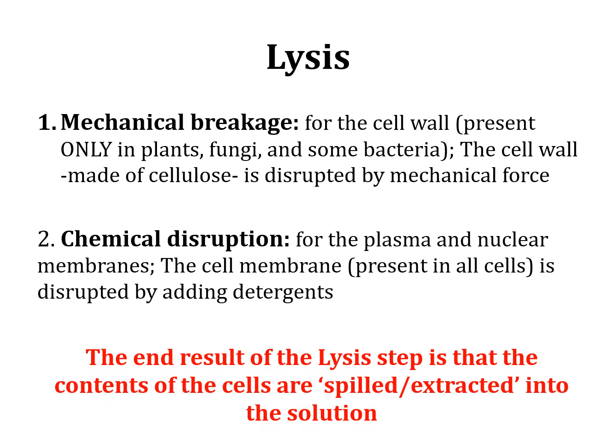So after the lysis step, the content of the cell is spilled out and extracted into the solution. To summarize, if it has a cell wall, we have to start with mechanical breakage. If it doesn't have a cell wall, like in our experiment, we go on immediately to chemical disruption by adding detergent. At the end of this lysis part, you have the guts of the cell spilled out. It is not pure yet. We still have to purify it, but at least we got it out of the cell.